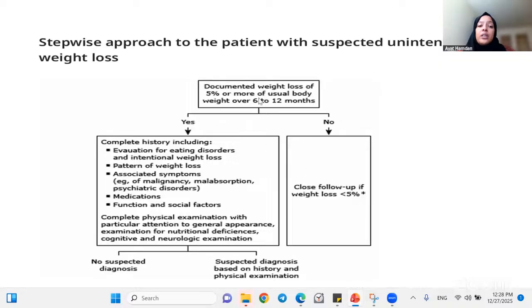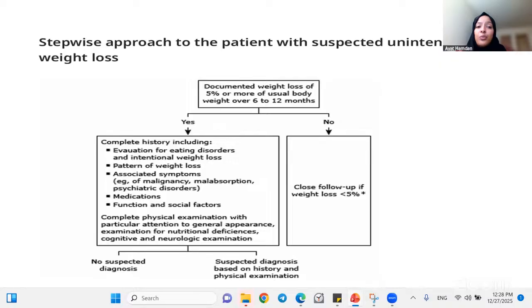If he's having weight loss, then we want to take a full history. We already know now the main reasons why some elderly patients have weight loss. We just need to dig into this history. We need to evaluate if there's any eating disorder, if this weight loss is intentional or controlled, what the pattern of weight loss is, if there are any associated symptoms guiding us toward a specific diagnosis or not, what kind of medication he's taking, and what his function and social factors are.